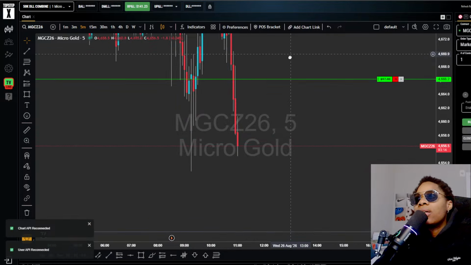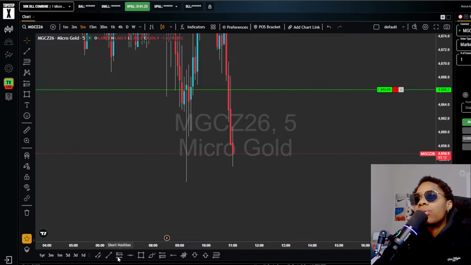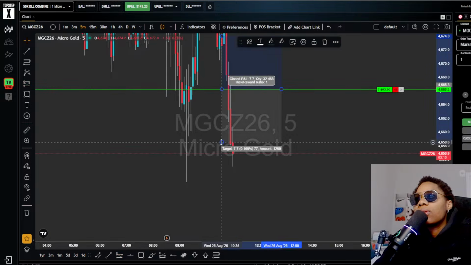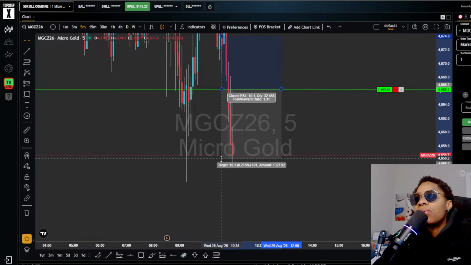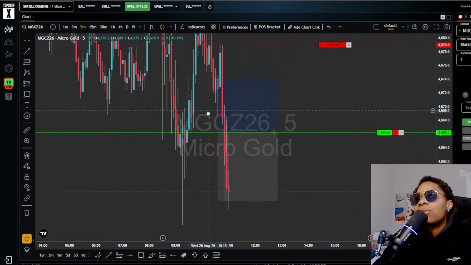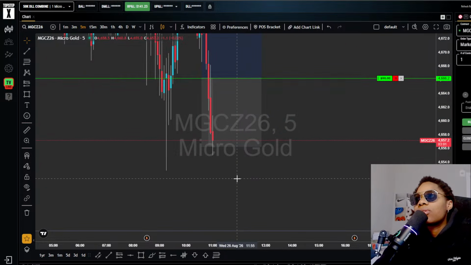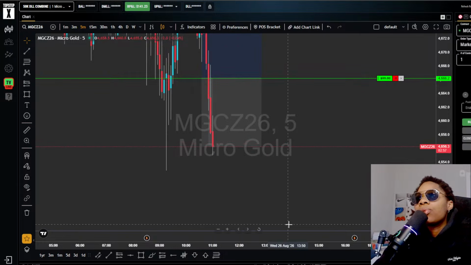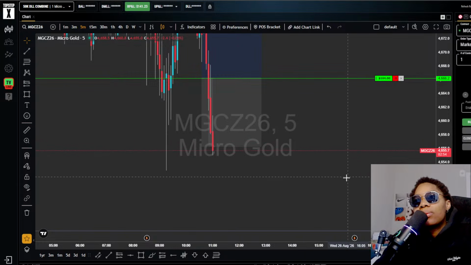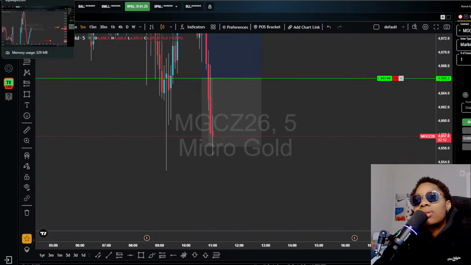We are up 97 points, about to be 100 points on gold. You guys want to see here? See, 100 points is right here from the entry. That's 100 points. But we're up 90. But this would be a 100-point trade.